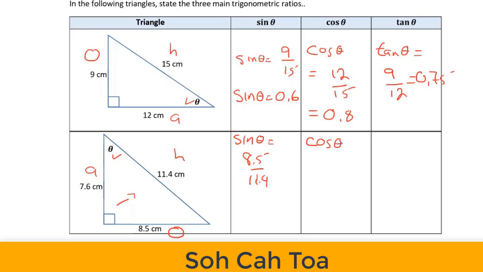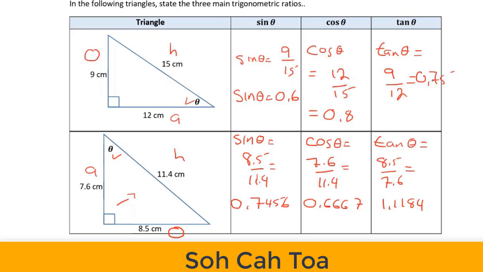The cosine of theta is going to equal adjacent over hypotenuse, and the adjacent side is 7.6 over 11.4. And finally, the tangent of theta is going to equal opposite over adjacent, with the opposite side being 8.5 and the adjacent side being 7.6. Let's get our calculators out and figure out what these trig ratios are.